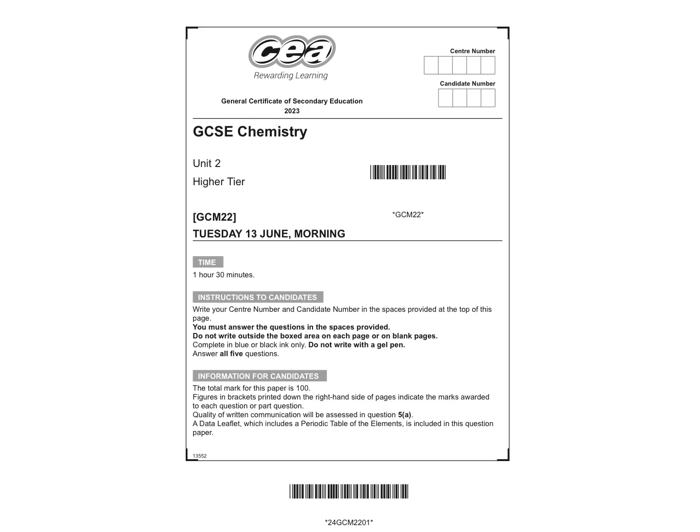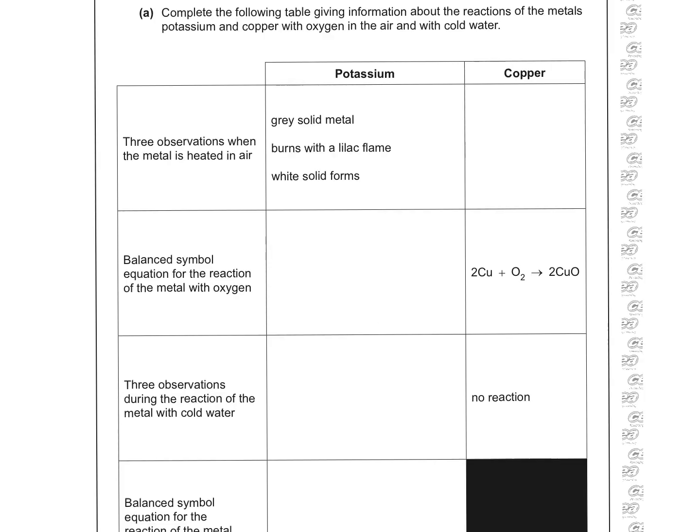In this video, we'll look at the answers to the GCSE Chemistry paper, Unit 2, 2023. Question 1, it's a nice question here. We have to complete this table, which is about the reactions of metals, potassium and copper, with oxygen and with water.